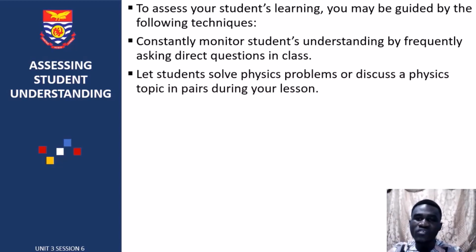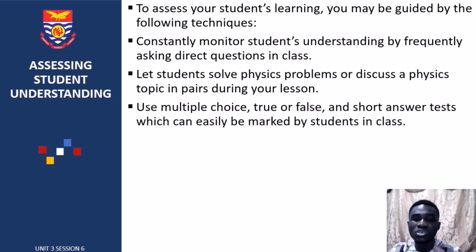And let students solve physics problems or discuss a physics topic in pairs during your lesson. Note that every test you give to your learners, you'll be marking. And so sometimes it is good you let your learners work in groups. And use multiple choice, true or false, and short answer tests, which can easily be marked by your students in class. So for instance, you give your learners true or false, and you know that with this, you can just share it among your learners. You must just ensure that no student marks his or her own paper. If it is not true, it is false, and your learners can help you in marking such tests.